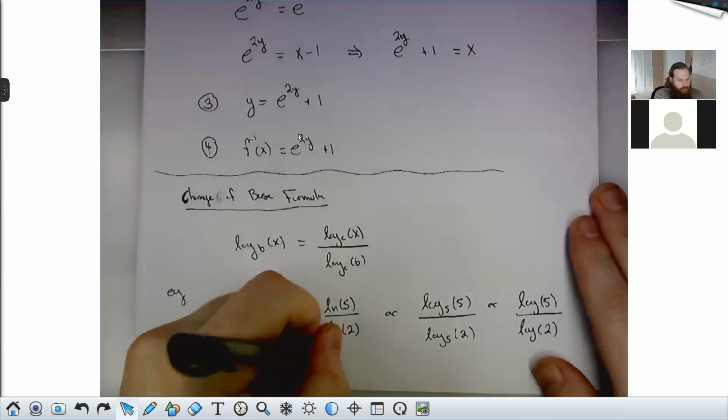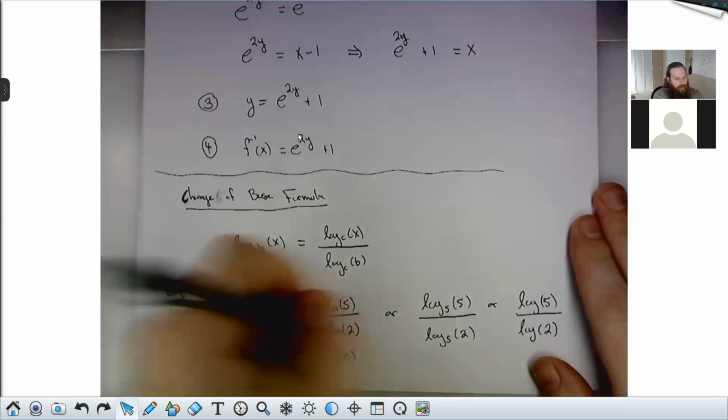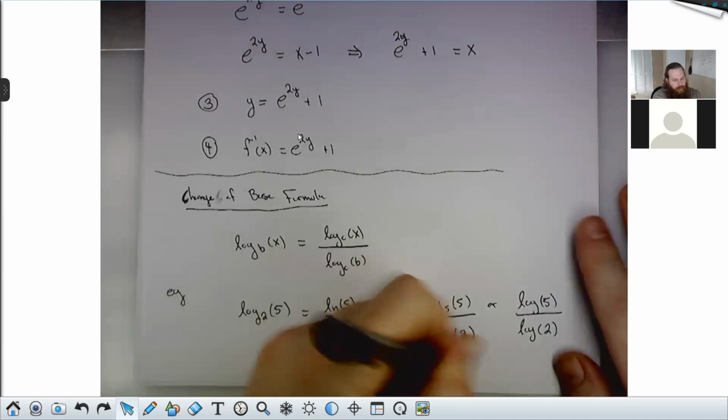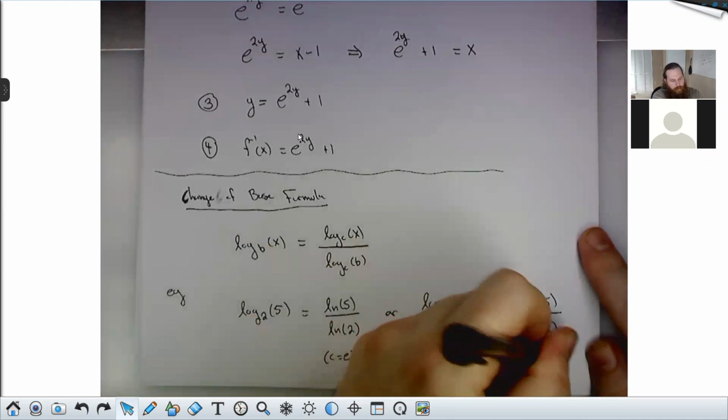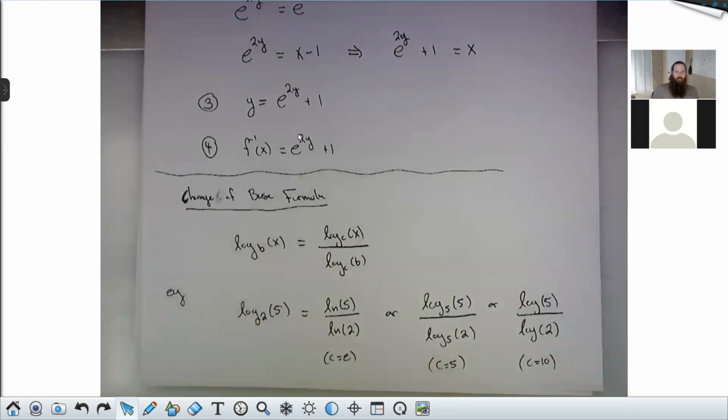Here I'm using c equals e. Here I'm using c equals 5. And here I'm using c equals 10. But the nice thing about this formula is that you get to pick c. So you can change a base b logarithm into a base c logarithm where you get to pick c. So you can change one base log into any other base log. And kind of the take-home message here is that bases don't really matter all that much in logarithms. All the different logarithms are constant multiples of each other.